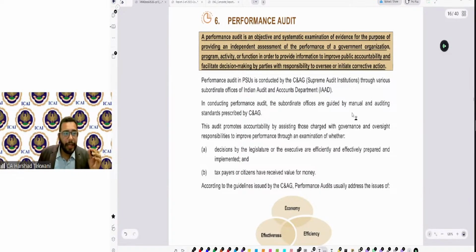Again, performance audit is an objective and systematic examination of a government organization, program, activity, function. Okay. So government organization or a program or an activity or a function. So we know what is the entity whose performance audit is being carried out. It could be a government organization. It could be a program. It could be an activity or a function of a government organization.